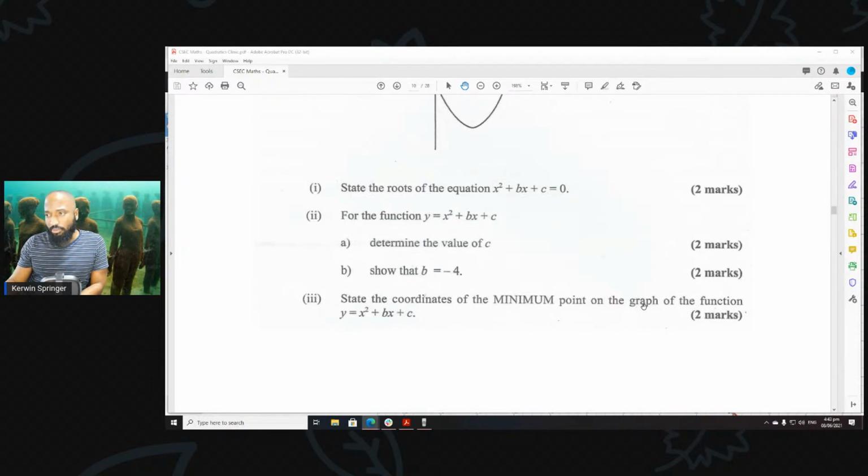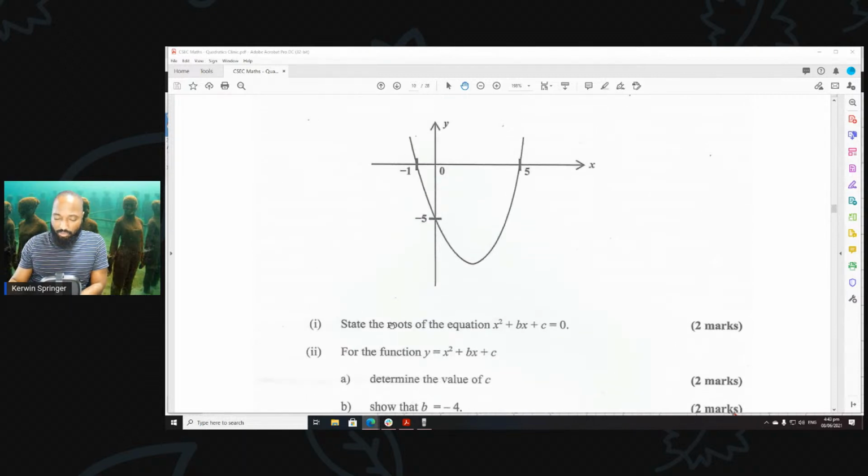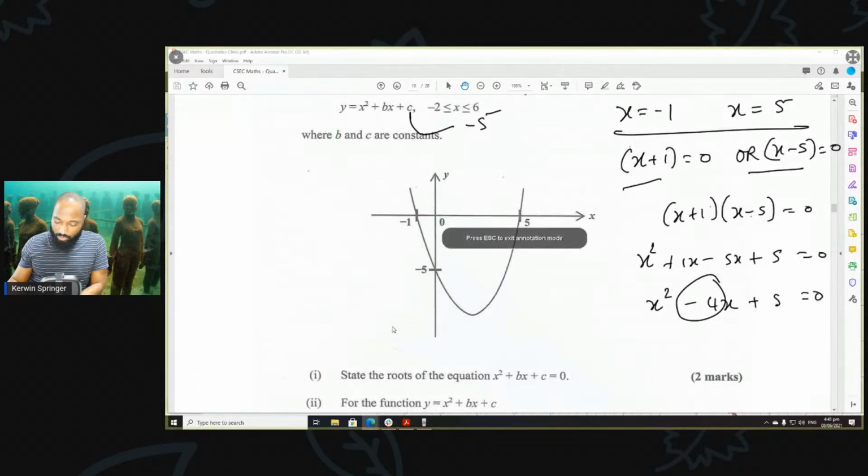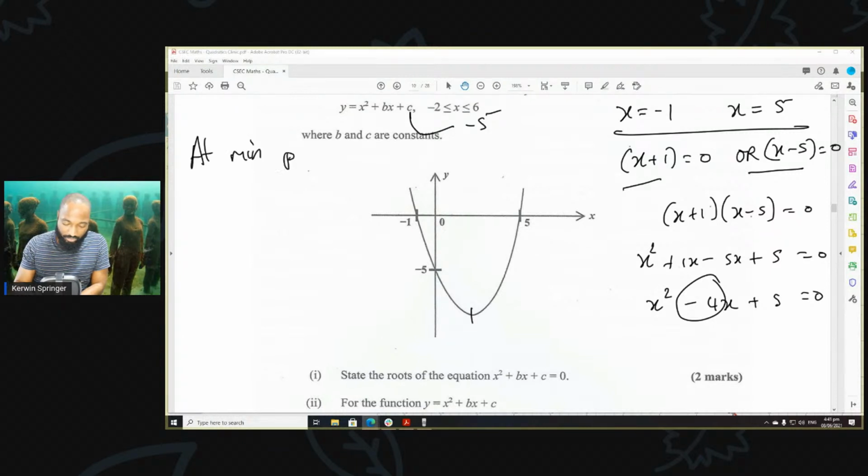State the coordinates of the minimum point on the graph of the function y is equal to x squared minus 4x minus 5. So they want the coordinates of the minimum point, or we're going to get the coordinates of the minimum point. So at the minimum point, we can find the h and the k, or we can find h and then substitute and get k. I wonder if you all understand what I'm saying. At the minimum point, x is equal to -h, which is -b on 2a, so negative b on 2a. So this is going to be -(-4) on 2 times a.